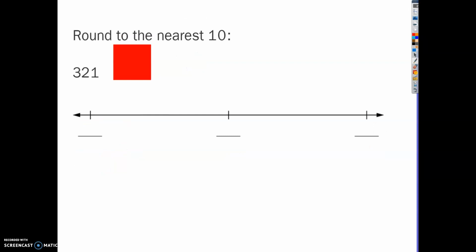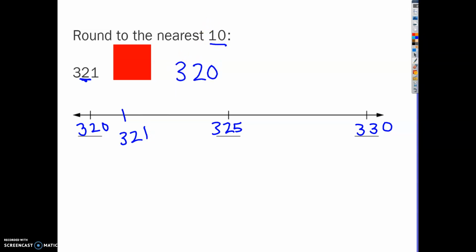Let's round 321 to the nearest 10. So we're going to be focusing on the tens place. So what two tens is 321 between? It's between 320 and 330. What's in the middle of those two? It's going to be 325. Where on the number line would I put 321? Right here. So if I was going to round 321 to the nearest 10, it would be 320.